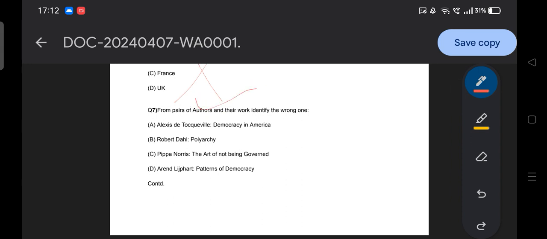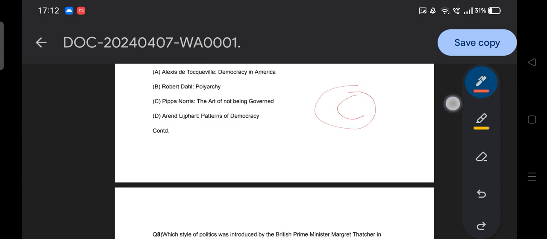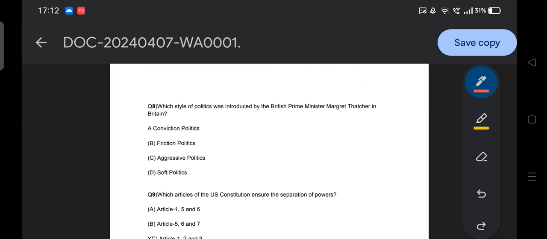This is a pair of authors and their works, and we need to find the incorrect one. Okay, it is related to the work and authors with respect to constitutionalism and comparative politics, so we can include it. The answer to this question is C. We will cover this in another session.